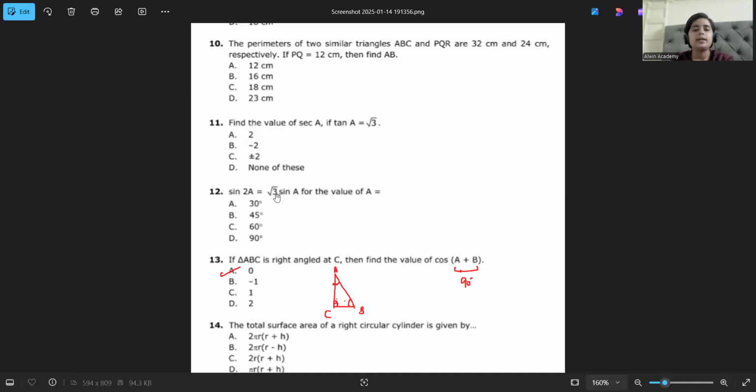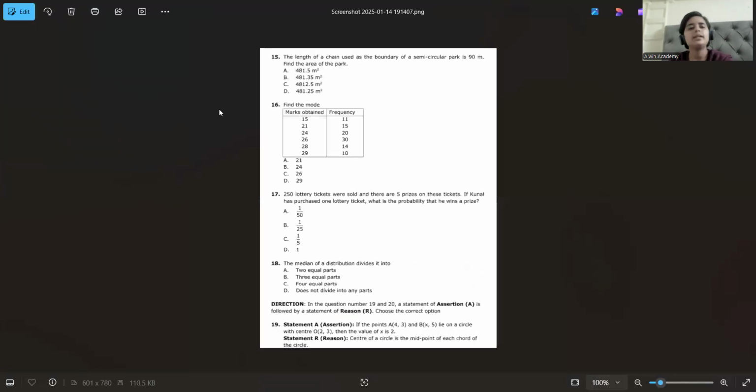Going to the next question, question number 14. The TSA of a right circular cylinder is given by, now this is simple applying formula. TSA of a cylinder is 2 pi r square plus 2 pi r h, and when we take 2 pi r common, we get 2 pi r into r plus h. Option number A is the correct answer. Rest all of the expressions which are given are incorrect.